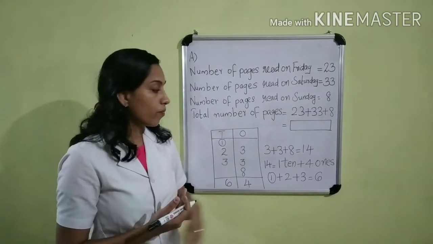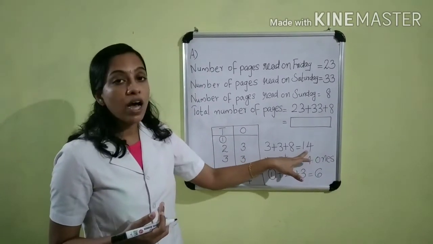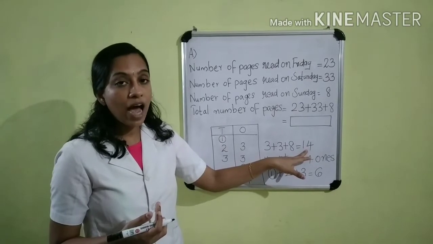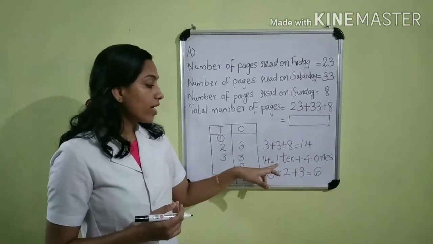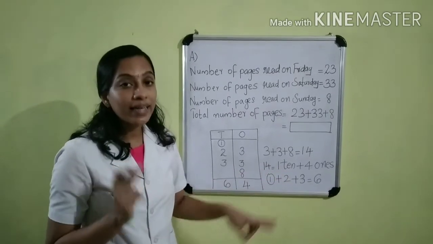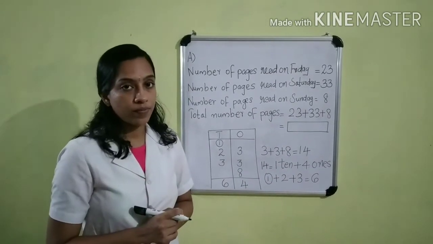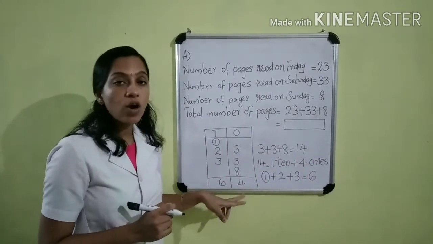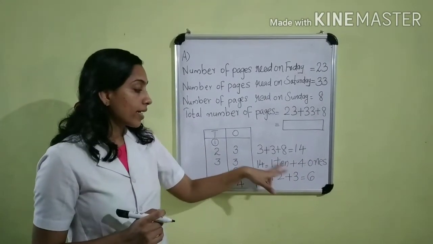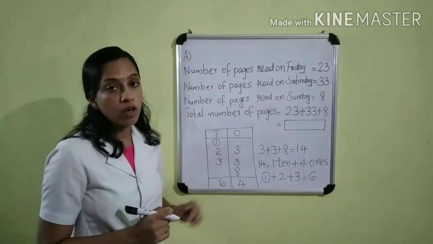Next step will be to regroup the ones. That is, we have to regroup the number 14 ones. 14 ones is equal to 1 ten and 4 ones. Let us write 4 ones in the ones column. 1 ten carries forward to the tens column.